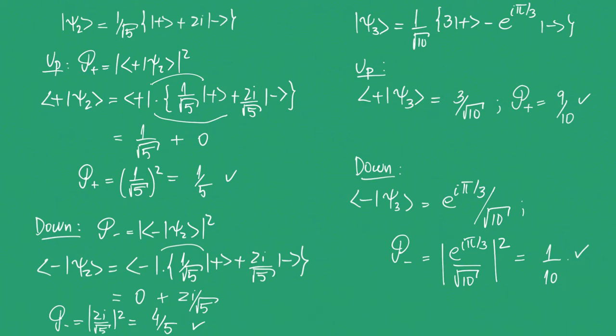What we can observe by looking at these results is that the higher the coefficient that comes with the ket, the greater the probability of finding that ket if a measurement is made.